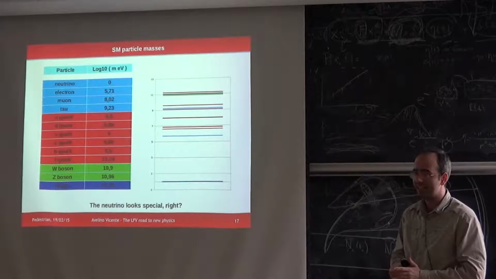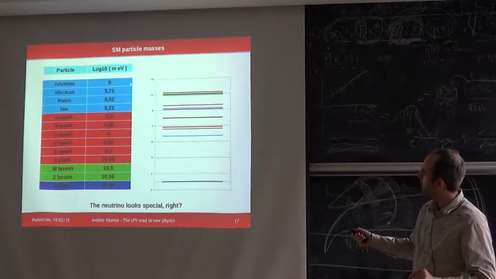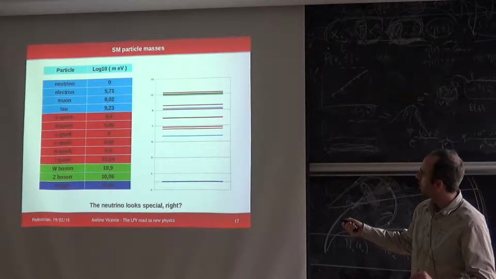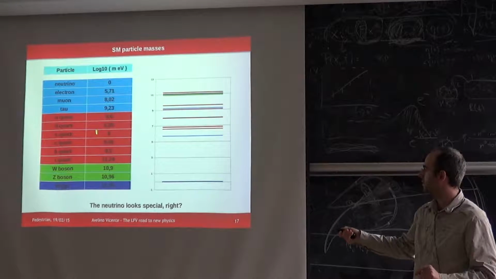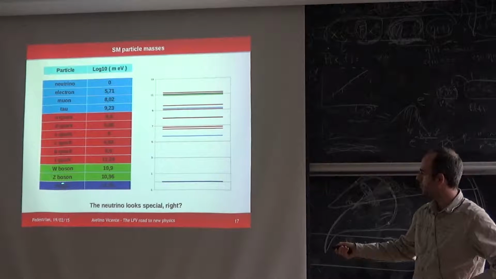And that's something very surprising. Why? Okay, so I made a simple plot here. I put here in logarithmic scale the masses of all the particles in the standard model. So you have leptons, quarks, gauge bosons, and the Higgs.